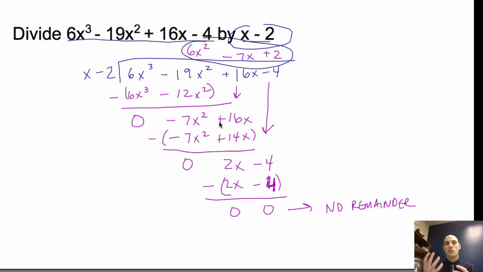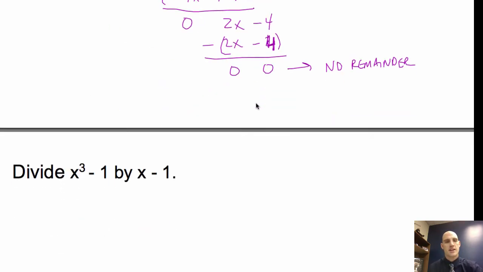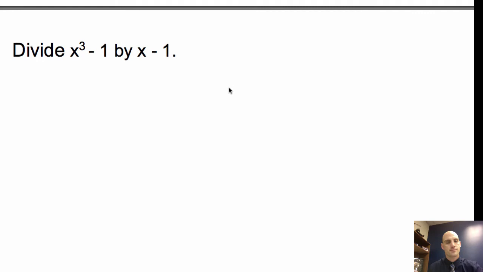This is an algorithm, meaning it's a formula that we repeat over and over. This is how we do it. We're going to keep going and doing what multiplies by the lead term here, the x, to get what I'm looking for. Let's do another example, and I think you'll see it come together more.